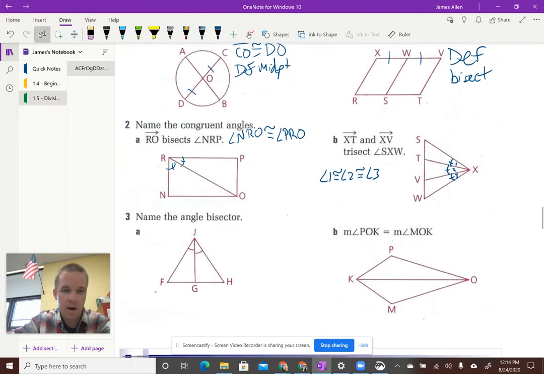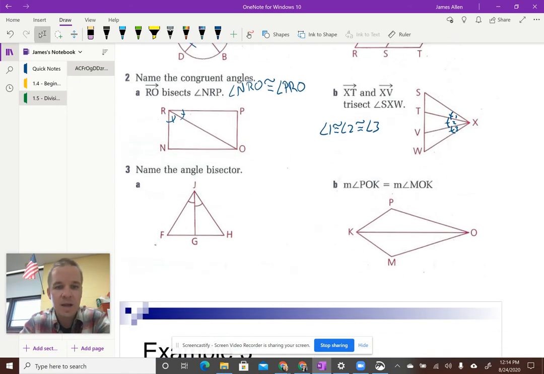Continuing. Name the angle bisector. A little bit of a twist. It says that angle FJG and HJG are congruent. Well, what's doing the bisecting? JG, the ray, is doing the bisecting. Even though it doesn't look like a ray in the diagram, because we're talking about angles, and because angles are made of two rays with a common endpoint, we do need to refer to JG as a ray. Wonderful.